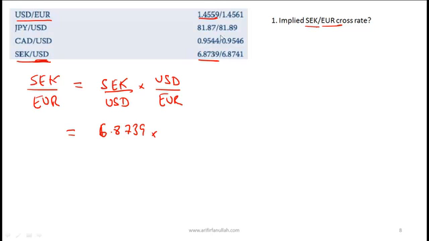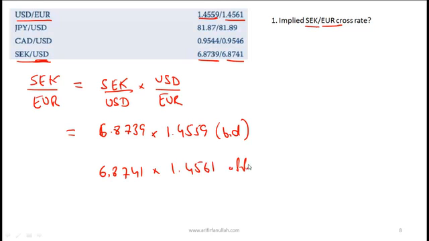6.8739 multiplied by 1.4559. This would be the bid, and the offer would be the product of the two offer rates, which would be 6.8741 multiplied by 1.4561. This would be the offer. So you can do the math, but note that this is simple, and this is exactly what the concept is, exactly what we just talked about a short while ago.